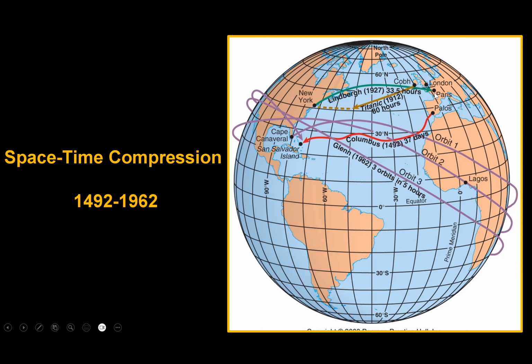Later, because of increased technology, the Titanic would take 60 hours. That's a really bad example because it didn't make it, but it would have taken 60 hours. Then we have Lindbergh flying across from Europe to the Americas in 33 and a half hours in 1927. And then we can think about astronaut Glenn. In 1962, he did 3 orbits of the world in 5 hours. So that's space-time compression, the idea that the space that we can interact with and the time it takes has been shrinking.